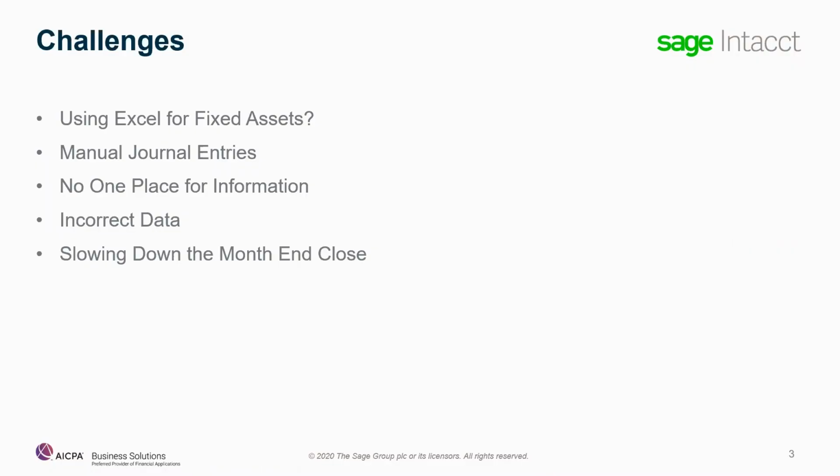And then more importantly, because assets are not automated, the depreciation is a manual entry for you. And those manual journal entries are part of your month-end close. And not getting those done in a timely manner or accurately can obviously slow down your month-end process.